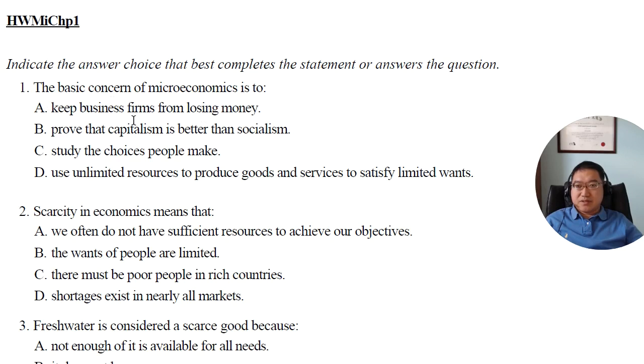Keep business firms from losing money. B. Prove that capitalism is better than socialism. C. Study the choices people make. D. Use unlimited resources to produce goods and services to satisfy limited wants.